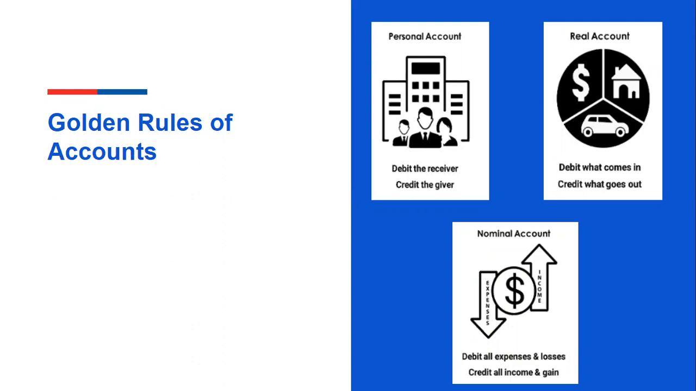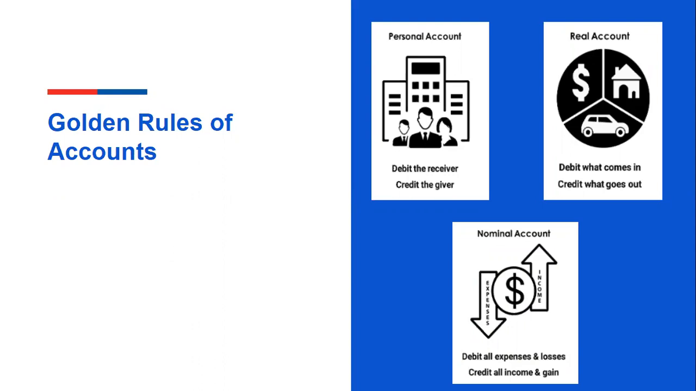Example: if you are making a payment to a party, then the party account will be debit, because at that time he is the receiver. And if a person is giving money, he is the giver, so you have to treat him as credit, because at that time he is giving money. So according to this rule, if a person is a receiver, treat as debit, and if a person is a giver, treat as credit. This is the rule of personal account.